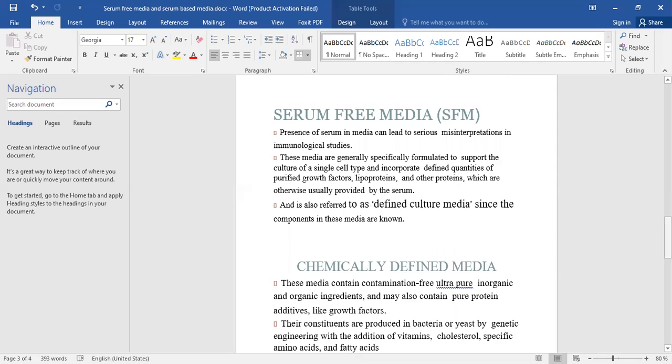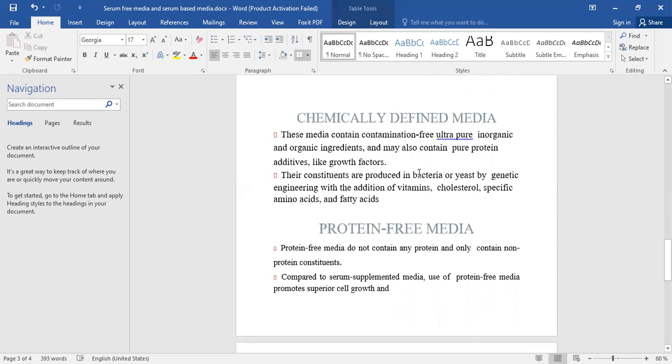The next one is the chemical defined media. Chemical defined media is the media which contains some chemical constituents. These media contain contamination-free, ultra-pure, inorganic and organic ingredients. Similarly, some proteins and growth factors are also added to these chemically defined media. What is the meaning of chemical defined? It contains chemicals, the organic and inorganic ingredients. Their constituents are produced in bacteria and yeast and by genetic engineering, with the addition of vitamins, cholesterol, specific amino acids, and fatty acids.